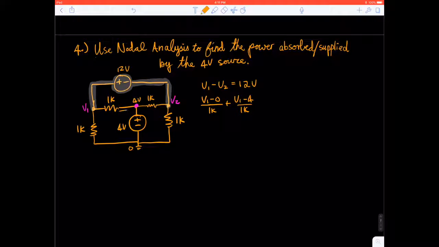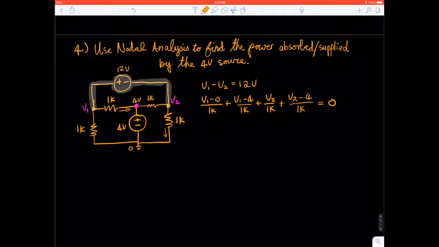That's assuming the current's going in this direction. Then for the other side, we'll say V2 divided by 1K. I'm just dropping the minus 0 here, but technically what we're saying is V2 minus 0. So that's the current going in that direction. And then last, we'll say V2 minus that 4-volt source, divided by 1K. And according to old Kirchhoff, that should all be equal to 0.